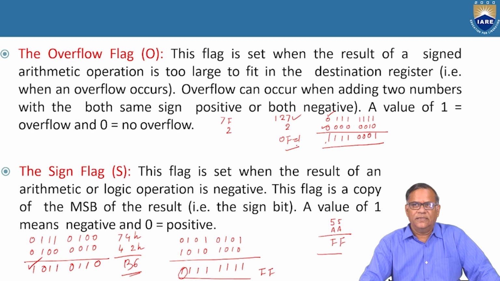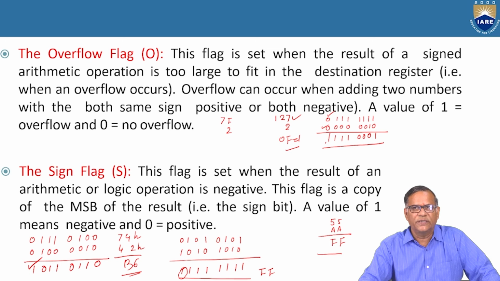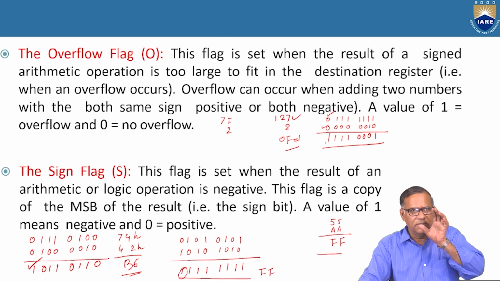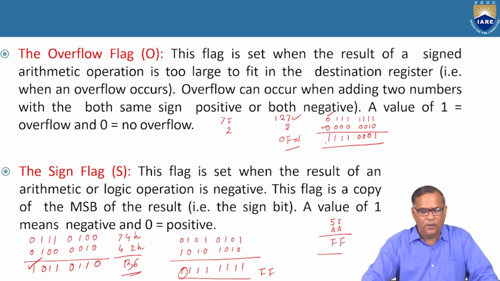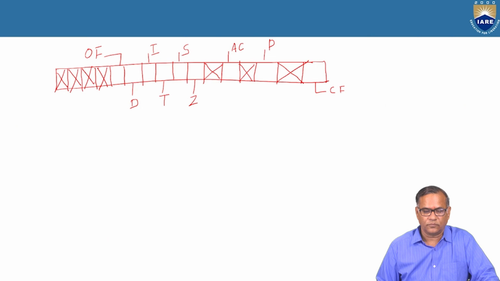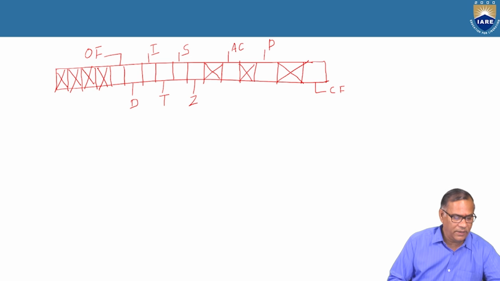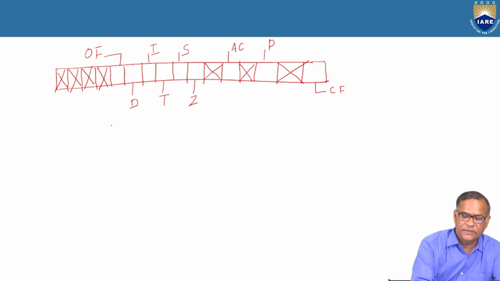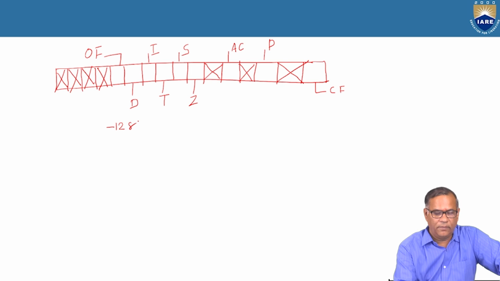So this flag is set when the result of a signed arithmetic operation is too large to fit in the destination register, and this normally occurs when adding two numbers with the same sign. Now let us take another example for the overflow case. Suppose you are adding minus 128 with minus 1.